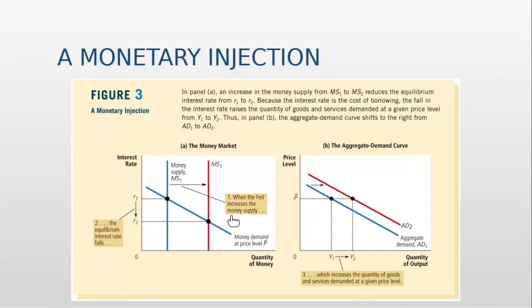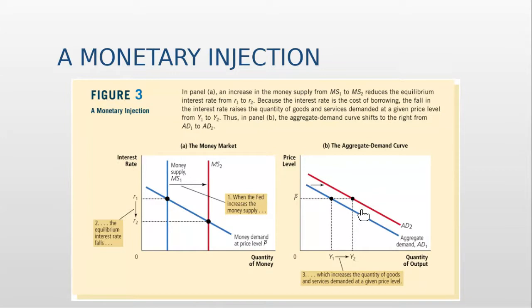What we can see here is that when the Fed increases the money supply, so it shifts from our blue line to our red line, this ultimately leads to a reduction in the interest rate. With a reduction in the interest rate, investment is now relatively cheaper, which incentivizes more investment. And with a higher investment, we see an increase in the aggregate demand curve rightward. So as we can see here, the Fed increases the money supply, lowers the equilibrium interest rate, and leads to an increase in the aggregate demand curve.